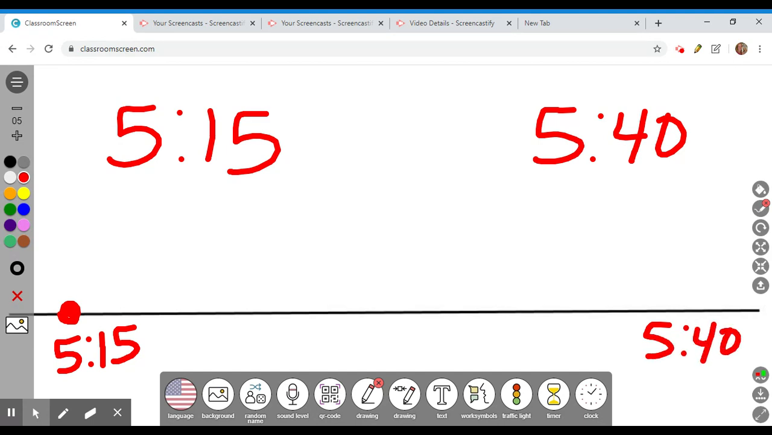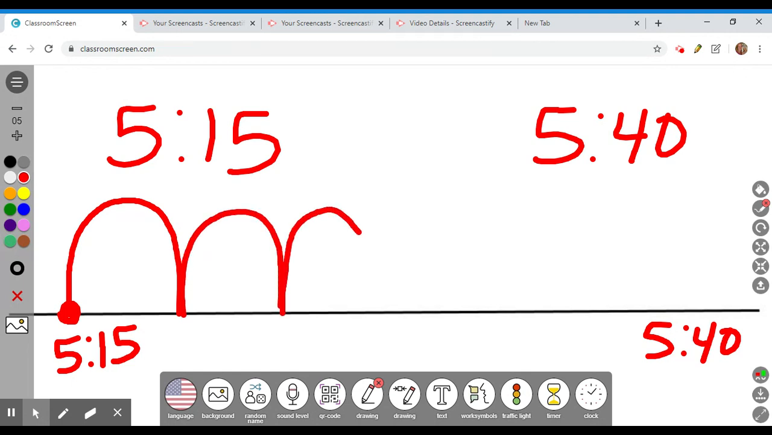And notice I'm not putting an actual point on the number line yet, because that's my target, that's where I'm heading at the end of the number line. We'll put our actual point when we land on 5:40. So I'm going to start here at 5:15, and I'm going to start moving my hills. 5:15 to 5:20, to 5:25, to 5:30, to 5:35, to 5:40.